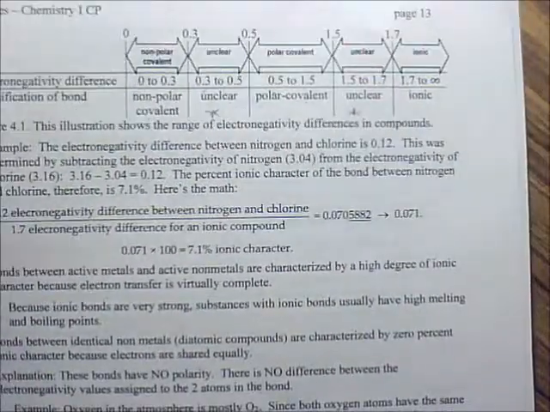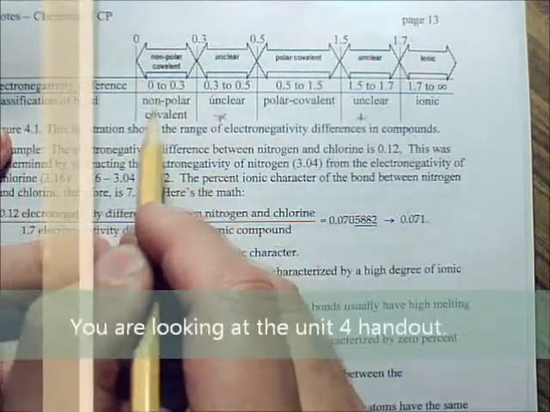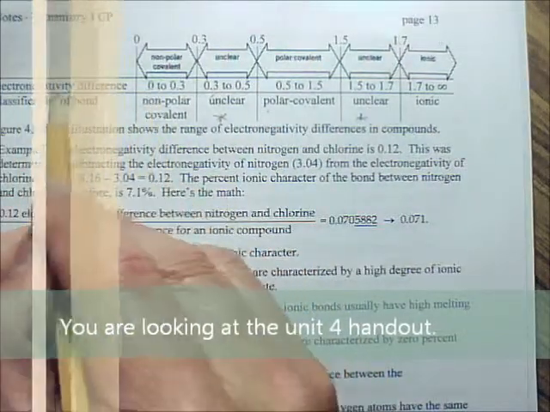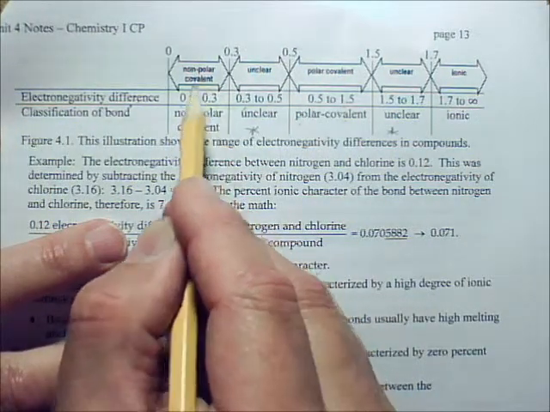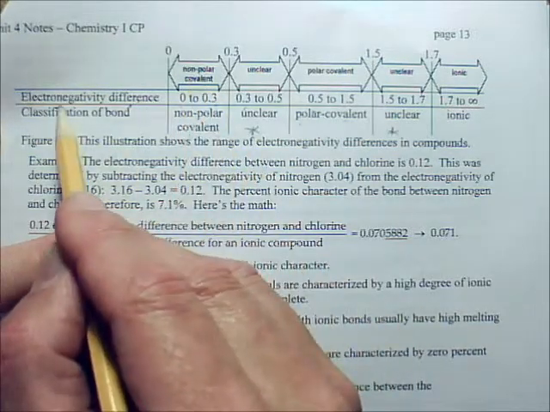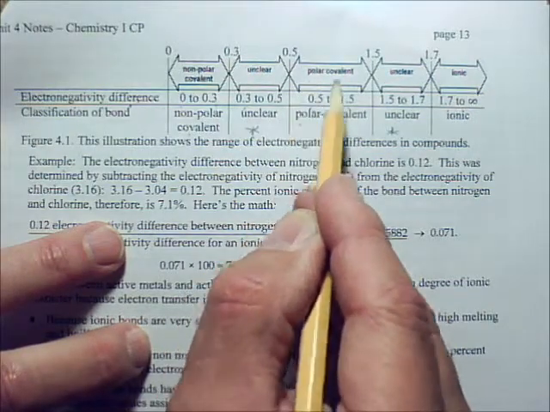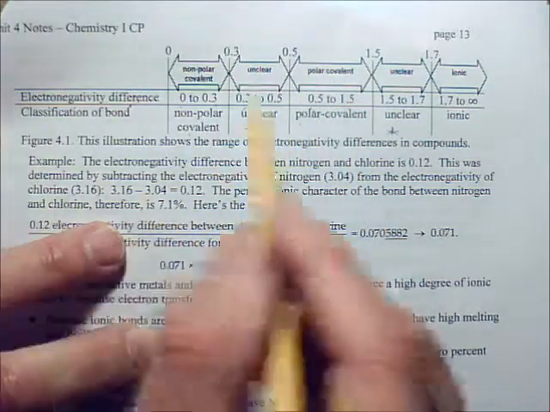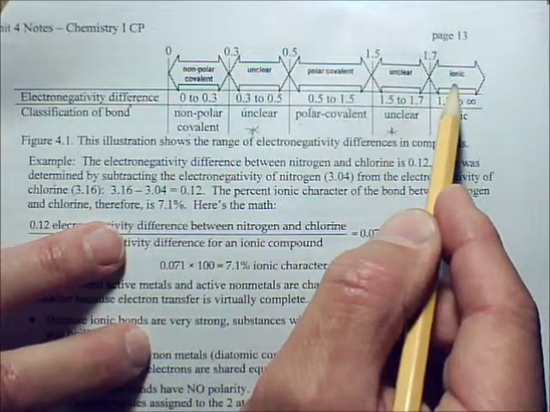Okay, now we get into polarity. I'm on page 13 of your unit handout. This is another question on the unit handout. Here it is. Electronegativity differences between 0 and 0.3 are nonpolar covalent. Electronegativity differences between 0.5 and 1.5 are polar covalent. And then the one that I gave you already, 1.7 to infinity, is ionic. Okay?